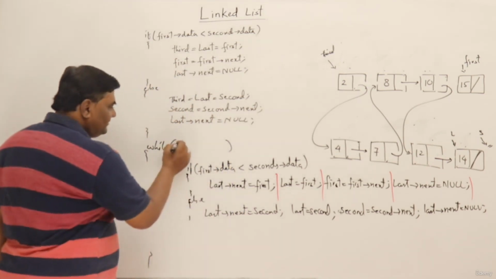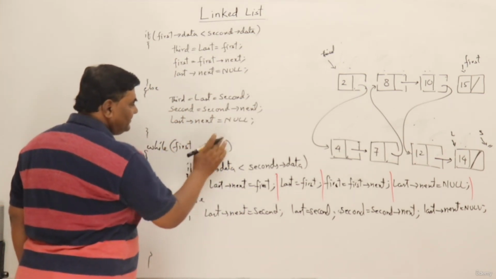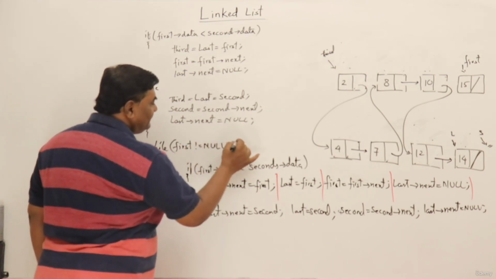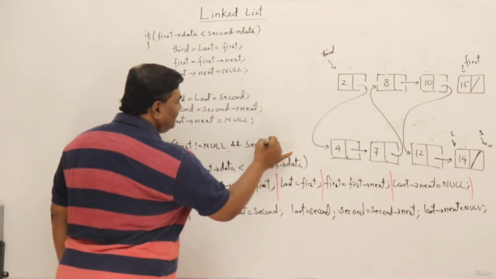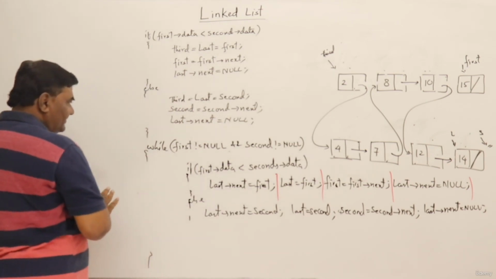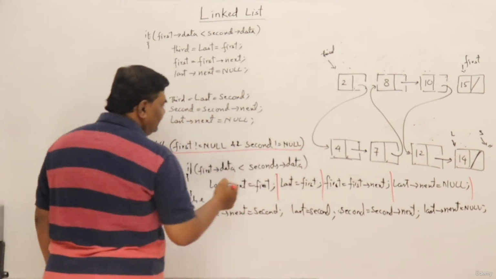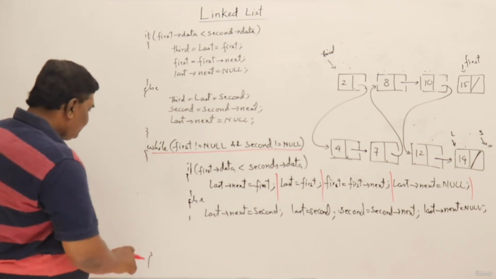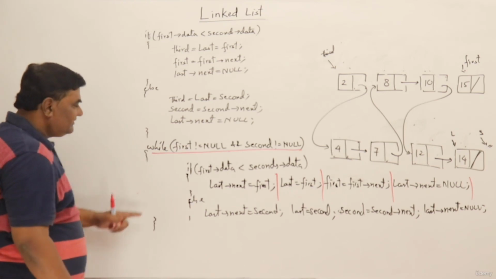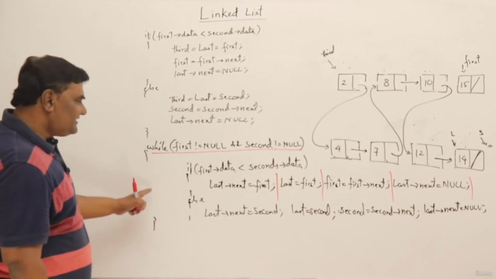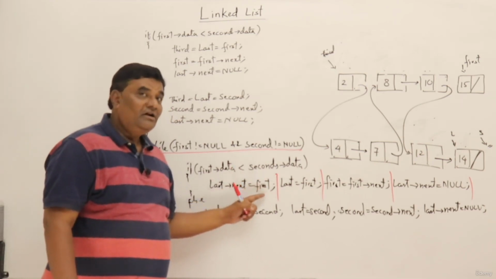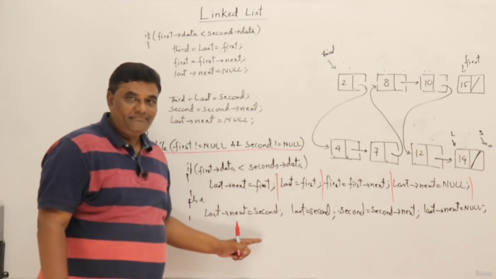So while first not equal to null and second not equal to null. This is the condition. So I'll just highlight this condition. See, this is the condition. So as long as none of them is null, I should continue, right? So this is a loop. The loop has those four steps, either for the first linked list or for the second linked list. They are there.